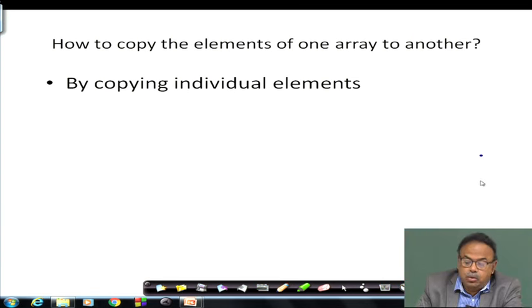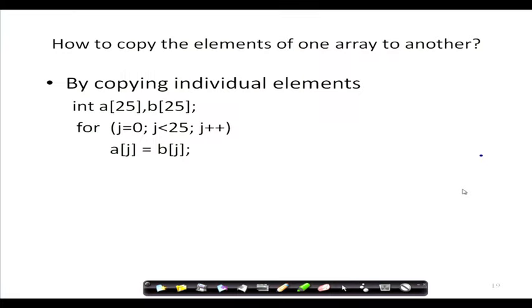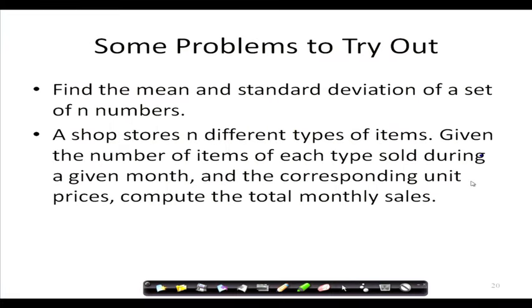Now, we will come to some examples. Say I want to, this is an example of copying an array. There are two arrays A 25 and B 25. So, I am trying to copy them. So, you know that I can do it by copying it in this way. Now, some problems we will like to try out now.